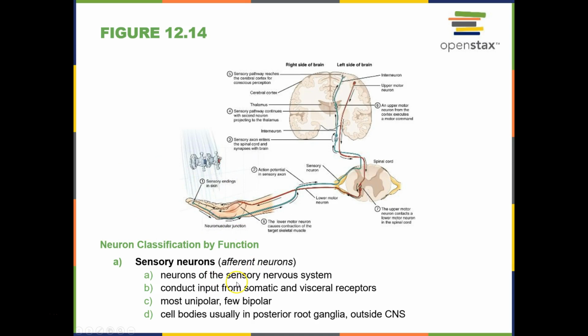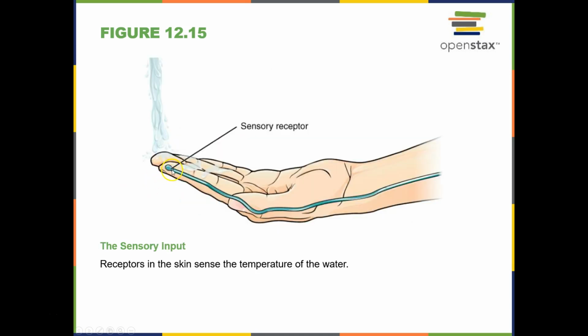So sensory neurons take in sensory information from receptors. They pull that information in and bring it to the CNS. Most of these are those unipolar neurons, but we do have bipolar neurons in our eyes, in our nasal cavity. And so here we have this neuron receptor pulling in information. It's going to go to the cell body, be processed, and move through the axon to the CNS.